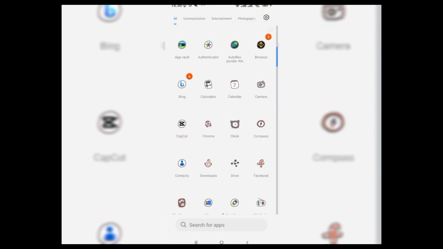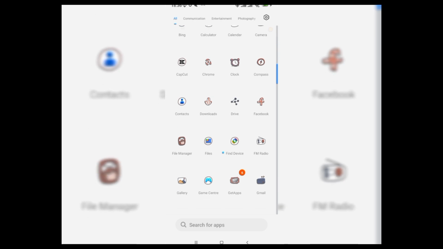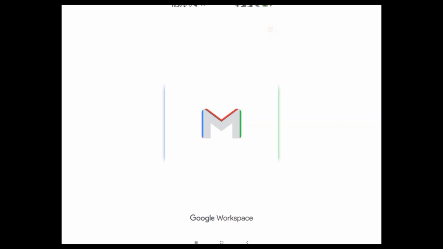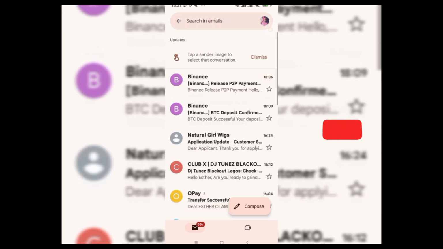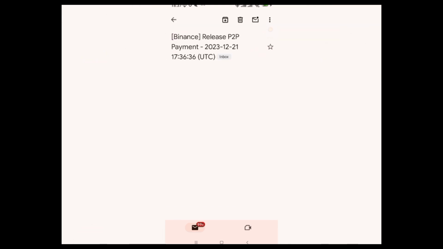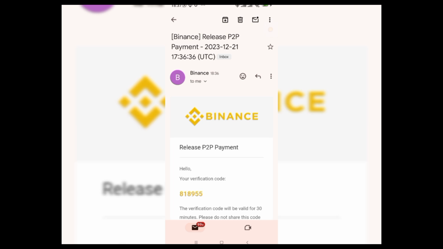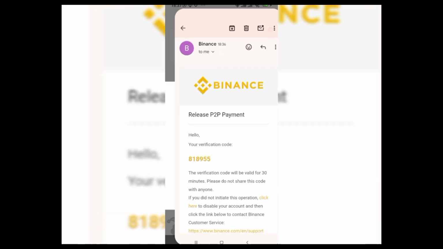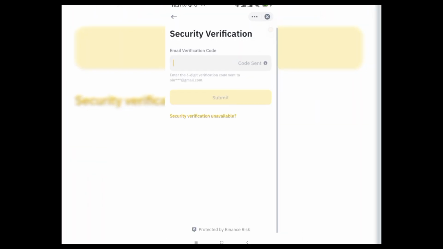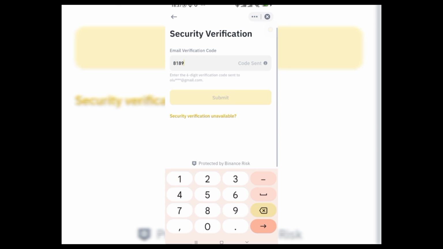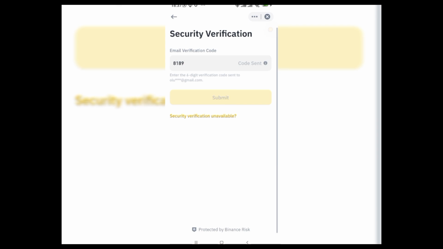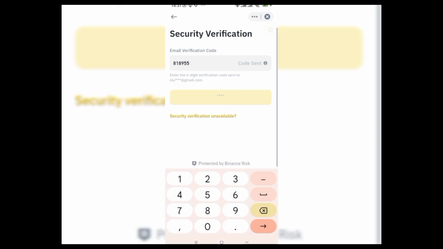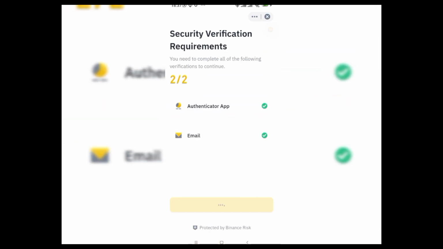It wasn't like this before. We normally use our phone number to verify, but to secure your account, Binance introduced this one, and it has been helping. I think scammers were taking money from people's accounts. So if you want to do this now, you must have the authenticator app, and your Gmail account must be with you before you can do this. So I'm going to enter the code from my Gmail account, and then fine, I'm good to go.